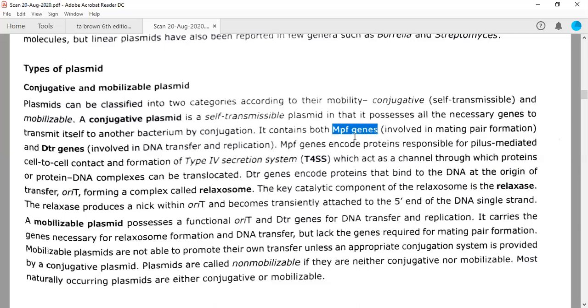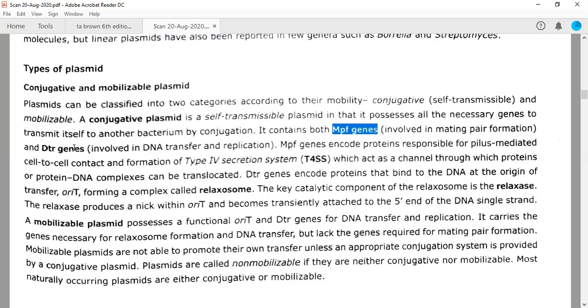So MPF genes and DTR genes. DTR stands for DNA transfer and replication, or you can call them TRA genes. MPF genes, meaning mating pair formation genes, encode proteins responsible for pilus-mediated cell-to-cell contact and formation of the type 4 secretion system, T4SS, which acts as a channel through which the proteins or the protein-DNA complex can be translocated from one bacterium into another bacterial cell.